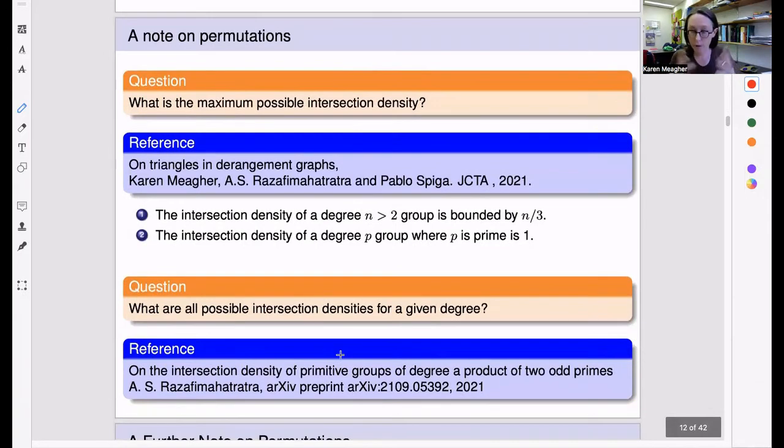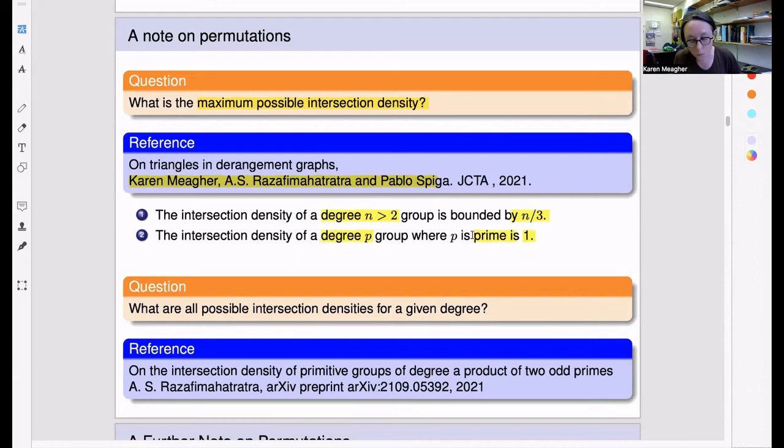So there are questions beyond just looking at a group and a subgroup. We can actually look at what intersection densities are even possible. In work that I did with Pablo Spiga and my student Biddy Razafimahatratra recently, we looked at this question, and we found that if the degree of your group is bigger than 2, the intersection density can't be any more than n over 3, and that the intersection density on a group of prime degree p has to be equal to 1.